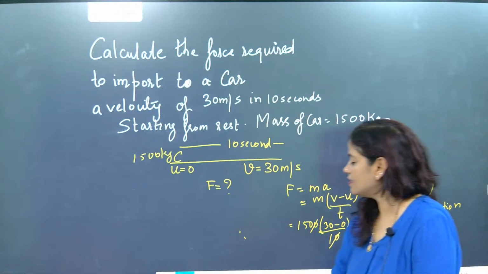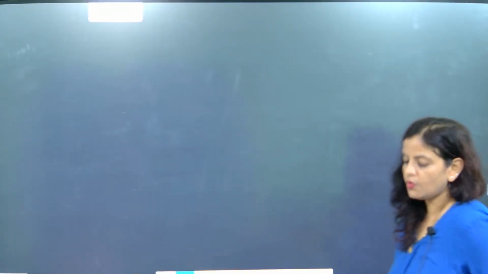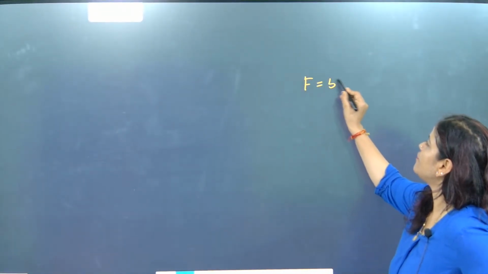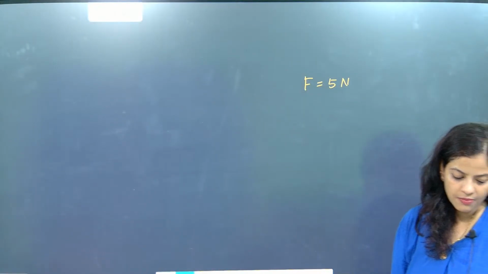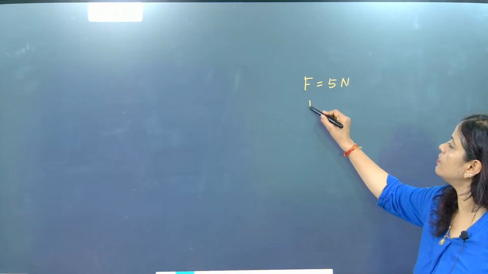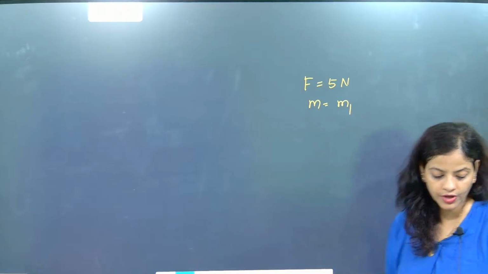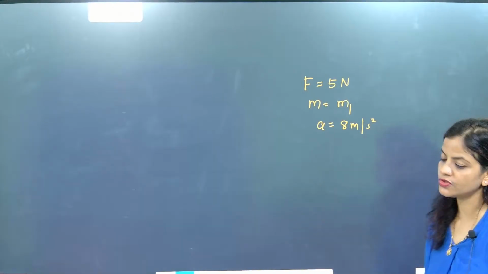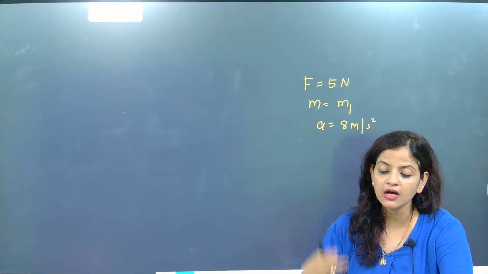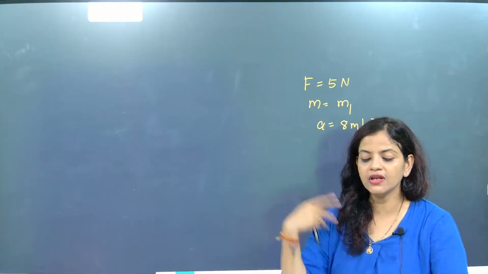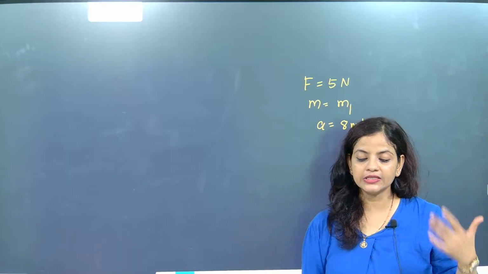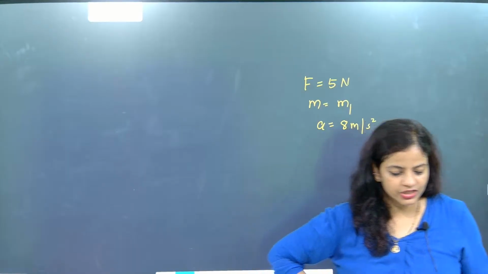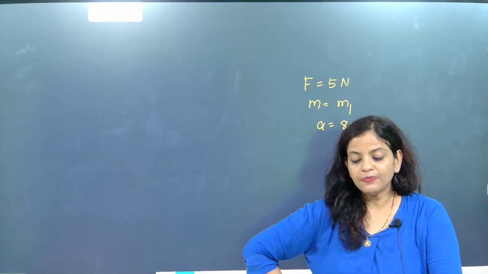Okay. Now are we going to solve the next question? Ready? A force of 5 Newton is given to you. A force of 5 Newton gives a mass m1 an acceleration. Mass they have not given, m1 we are taking. And acceleration given is 8 meter per second square.